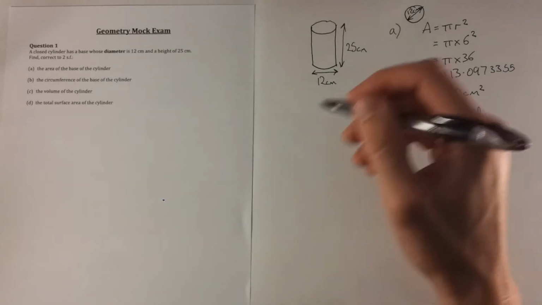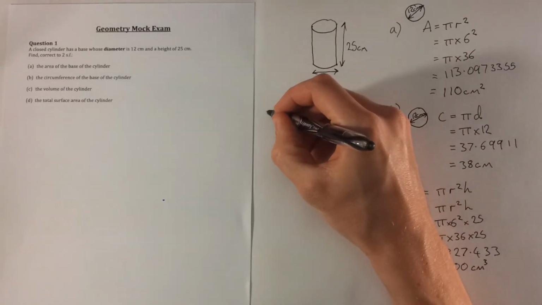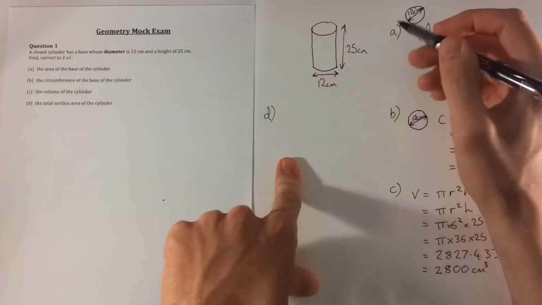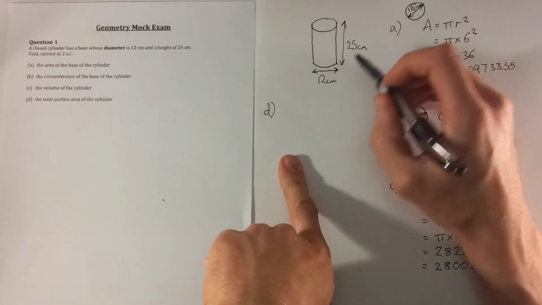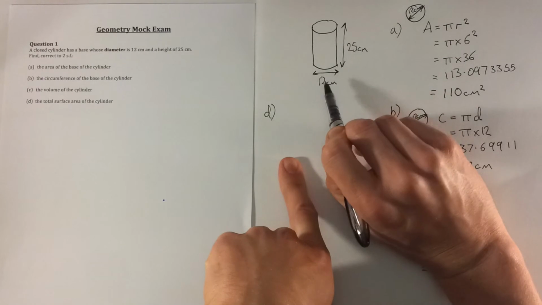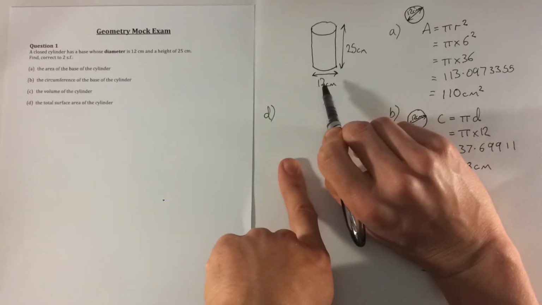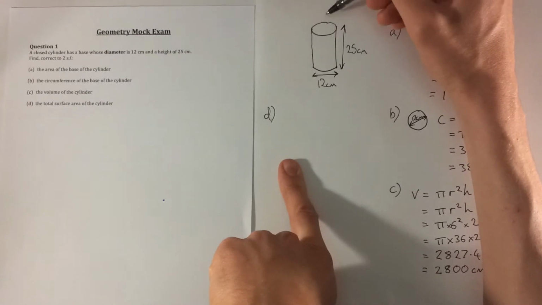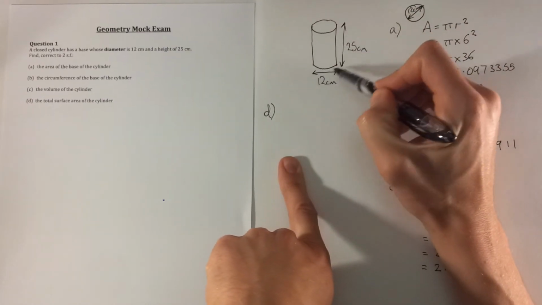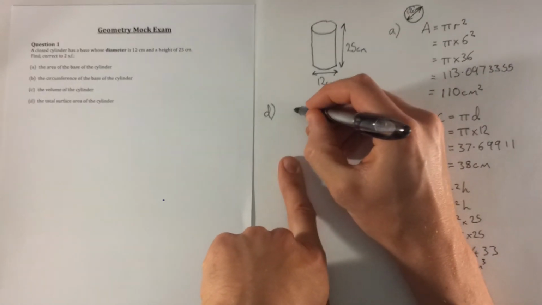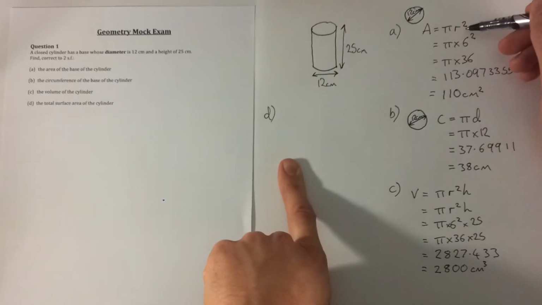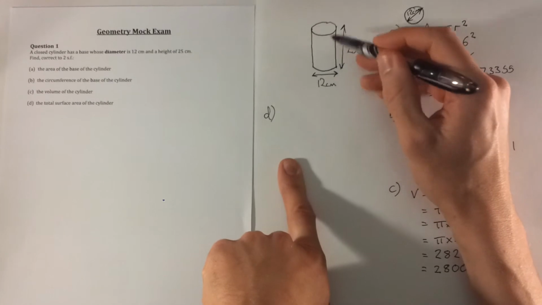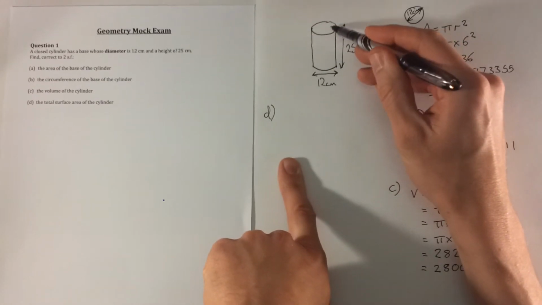To answer D, which asks us to calculate the total surface area of the cylinder, we can consider the cylinder to be made up of three basic areas that we can then add together. We have the area of the circular base and the area of the circular top, and then we have the area of this curved section. So we already know the area of the base, and we can calculate that using this, and we've got two areas that are the same, the top and the bottom.